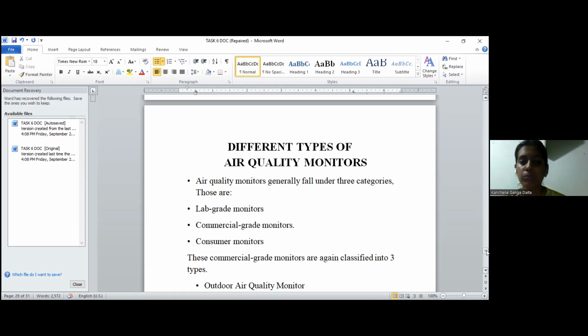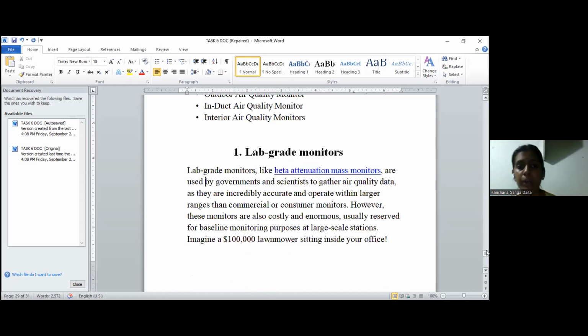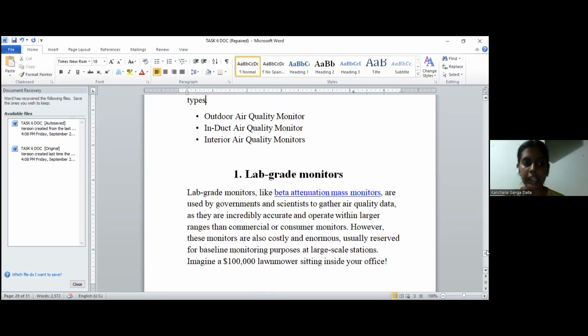Lab grade is the most highly costed air quality monitor. Very high rated and very expensive sensors are used, so that only researchers or any government authorized bodies who have licenses have the right to buy those monitors. That is the case in the lab grade monitors. And the commercial grade monitors are again classified into three types: outdoor air quality monitor, indoor air quality monitor, and interior air quality monitor. So let's have a look into lab grade first.